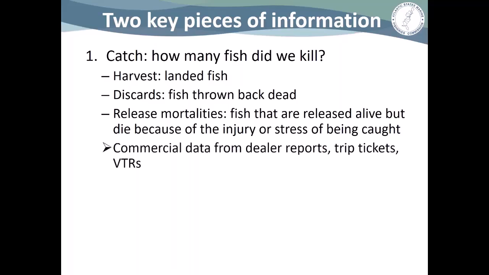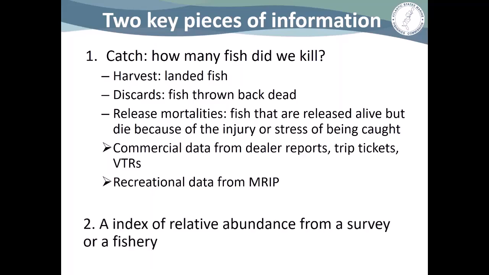And obviously we need this from both commercial and recreational data. So commercial data, we get this information from dealer reports, trip tickets, VTR reports. We have dedicated observer programs where we send people out to sample boats, watch them fishing to see what they're discarding. And of course, the MRIP data is what gives us our recreational data. And so for MRIP, we have both components combined. We have both the harvest and that discard or release mortality in MRIP together. So we need to know, number one, how many fish did we kill last year and every single year in the past? And then number two, we need some kind of index of relative abundance from a survey.